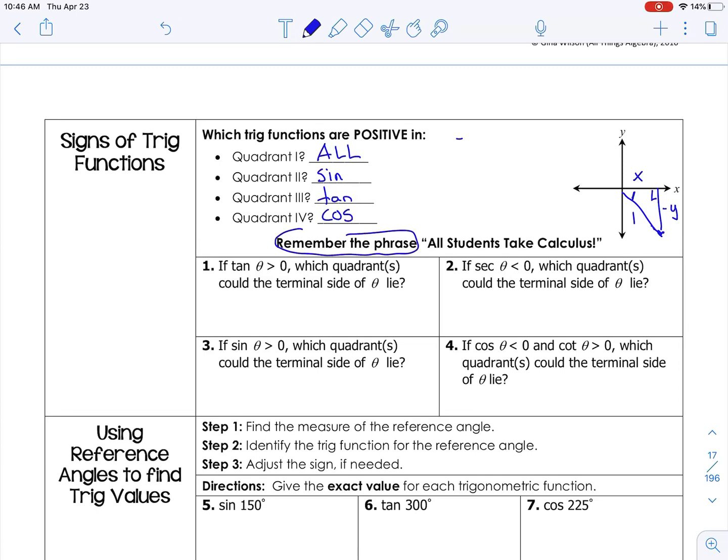Remember the phrase: All students take calculus. Quadrant 1, all of them are good. Quadrant 2, sine is good. Quadrant 3, tangent is good. Quadrant 4, cosine is good. Good is positive. So that's the way that you remember which are positive where.